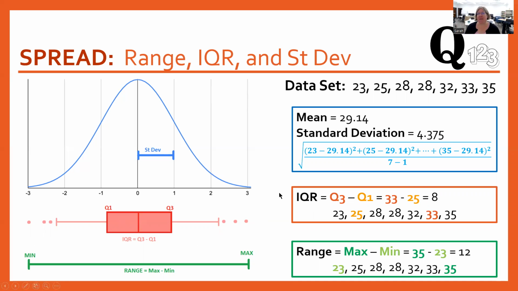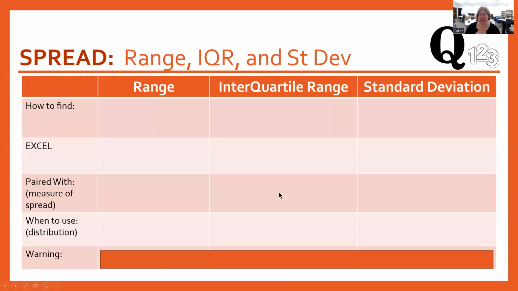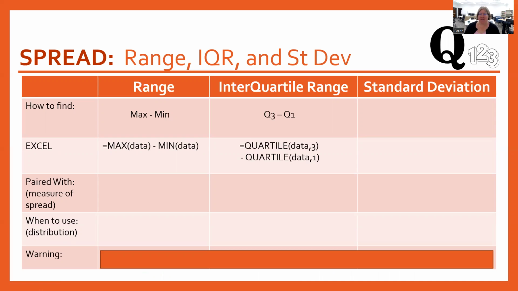And then we're going to go ahead and finish filling out the rest of the table. To find the range, that's the max minus the min. If you're doing it in Excel, you do need to find the max and min separately and then subtract them, and that'll give you the range. There's no command that makes that easier. For the IQR, it's Q3 minus Q1. It's the same thing. You have to find the third quartile and the first quartile separately and then subtract them.